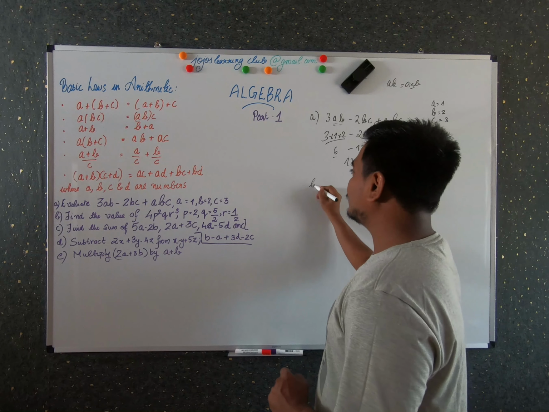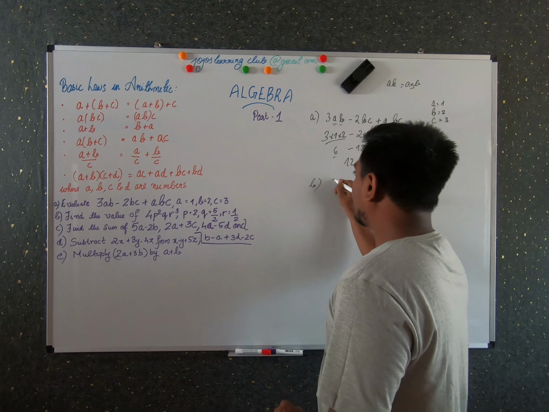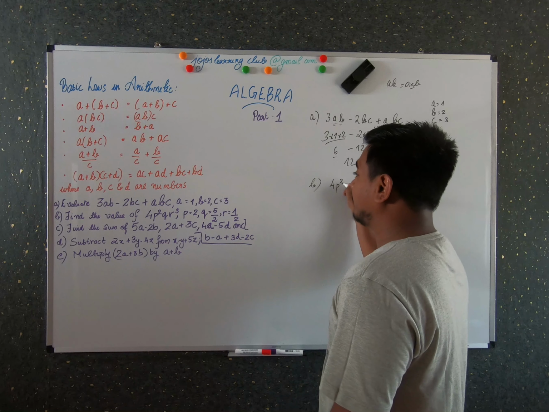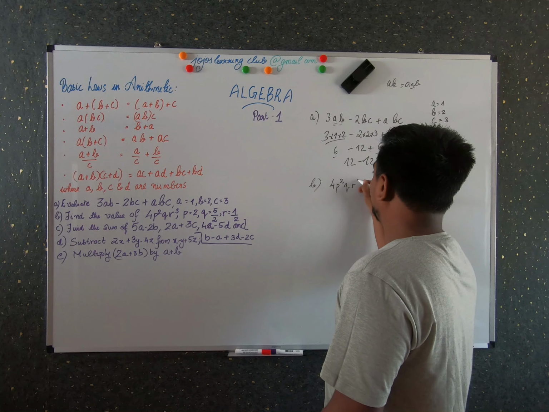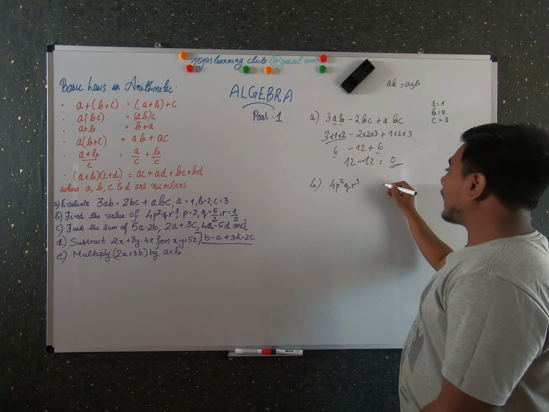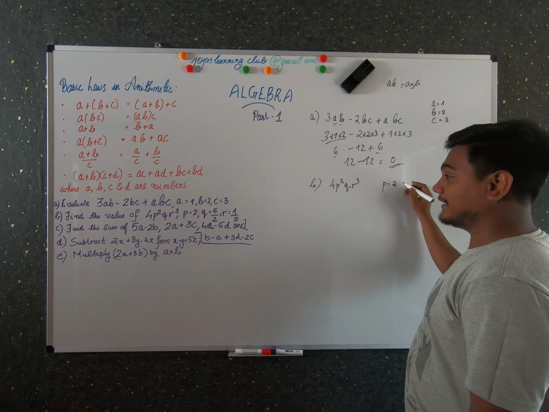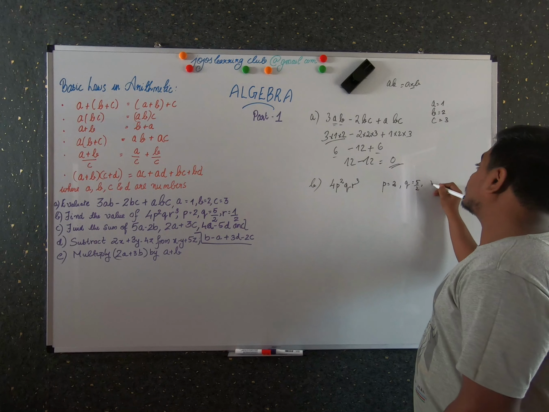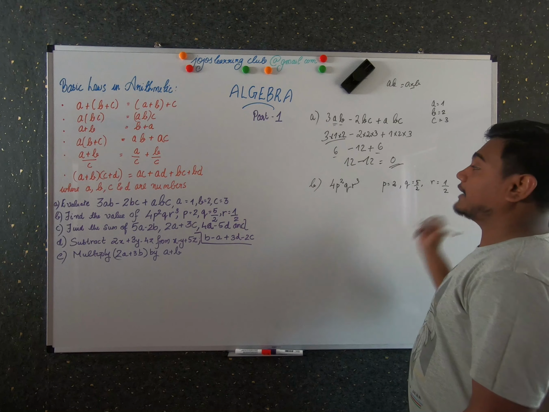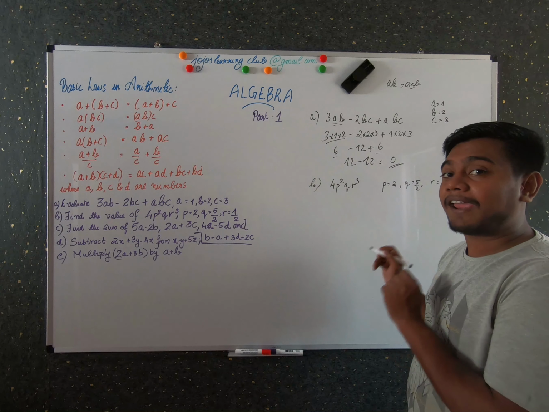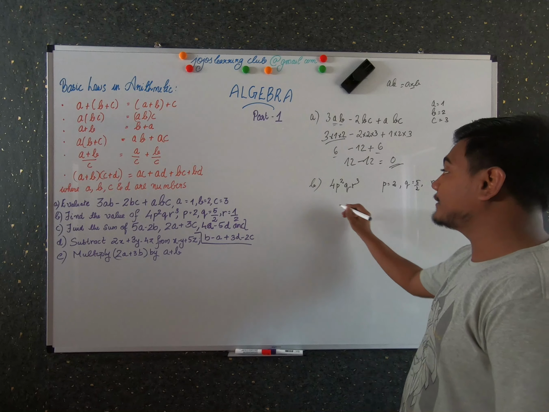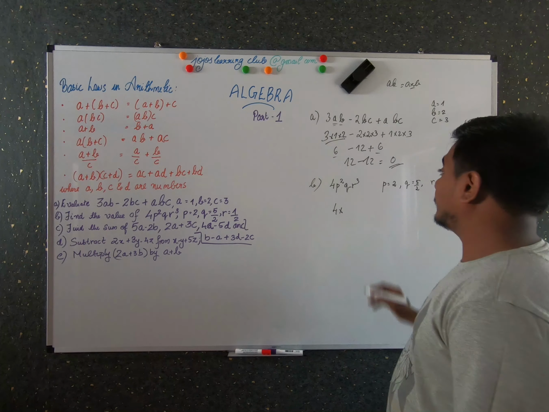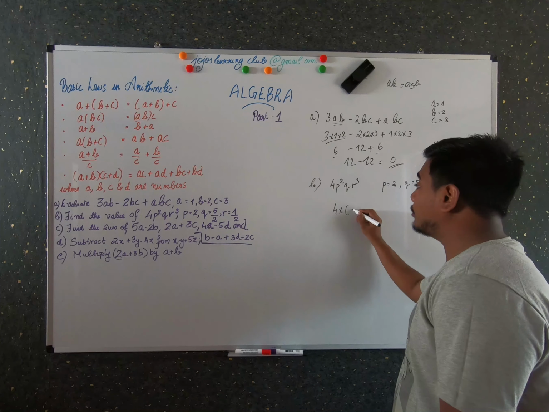And now let's do the problem number B. 4p square. So it's getting interesting, right? 4p square into qr cube. We know that the given values are p is equal to 2, q is equal to 5 by 2, and r is equal to 1 by 2. So let's just apply all these values to these variables. So 4 into p square. So p's value is 2.